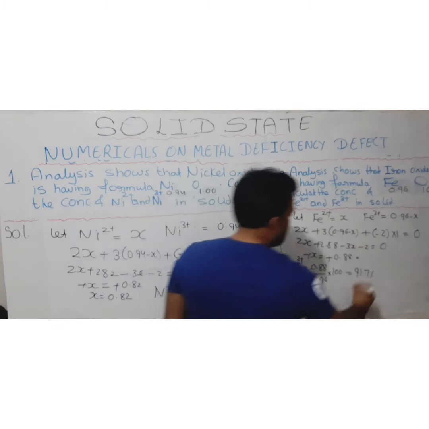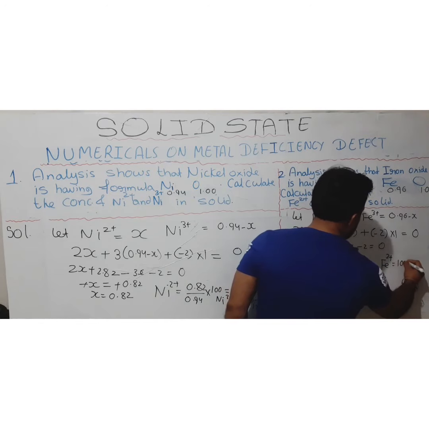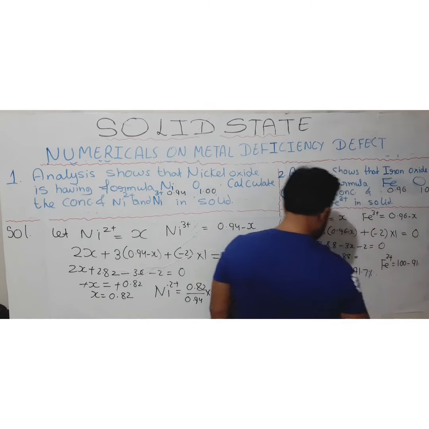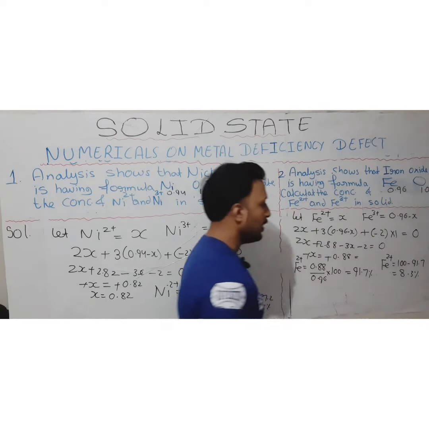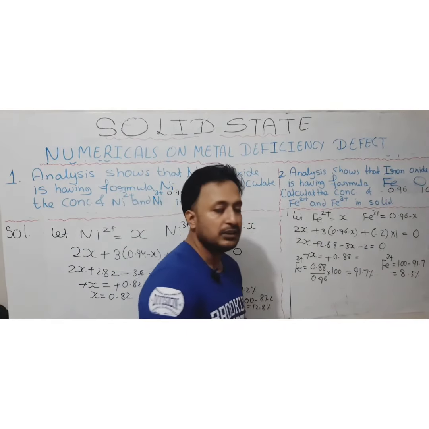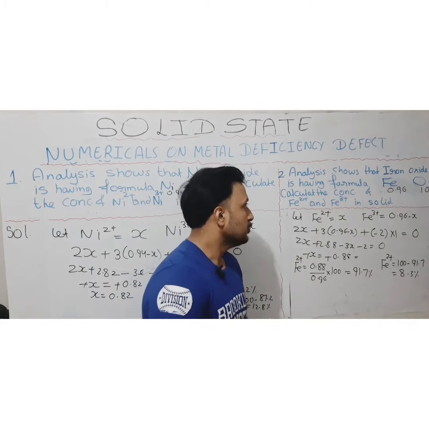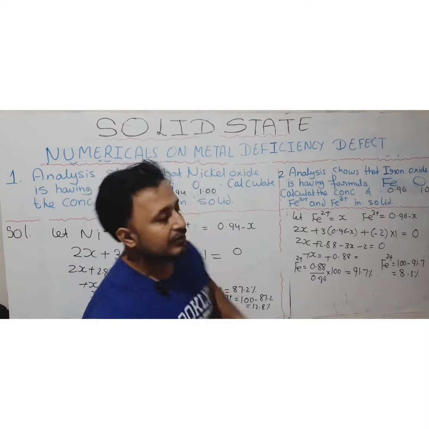Okay, so the concentration of the other ion, that is Fe3+, will be equivalent to 100 minus 91.7, that is equivalent to 8.3%. Okay, so that is how you can calculate the concentration of the different ions present in the same solid. So that is a way to solve these kinds of numericals based on metal deficiency defect.